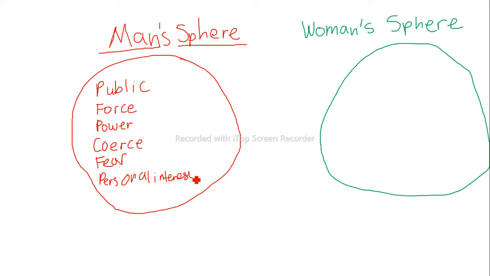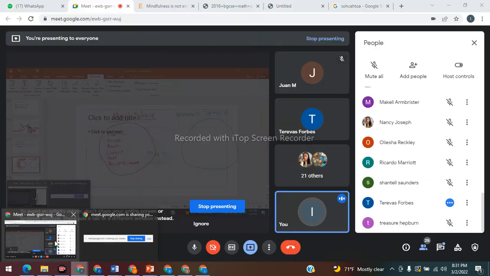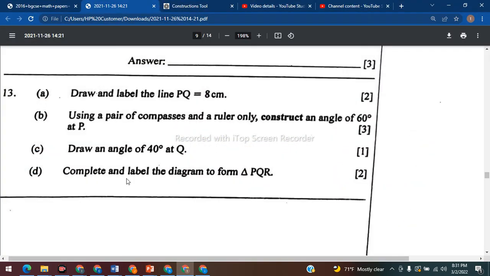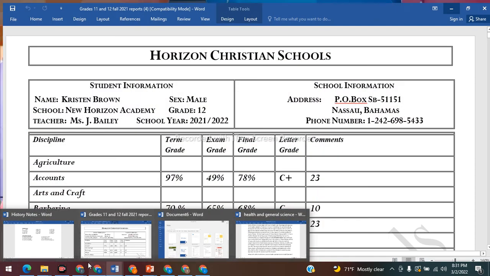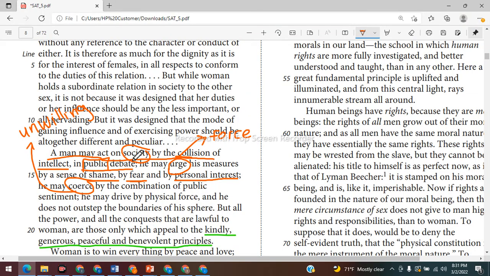But those are not really the things that she really hit on much. She's going to introduce it again. Even though they form a part, what the real point is that she's saying. Let's go back here. She's saying that he may coerce. That means persuade someone who is unwilling by the combination of public sentiment.